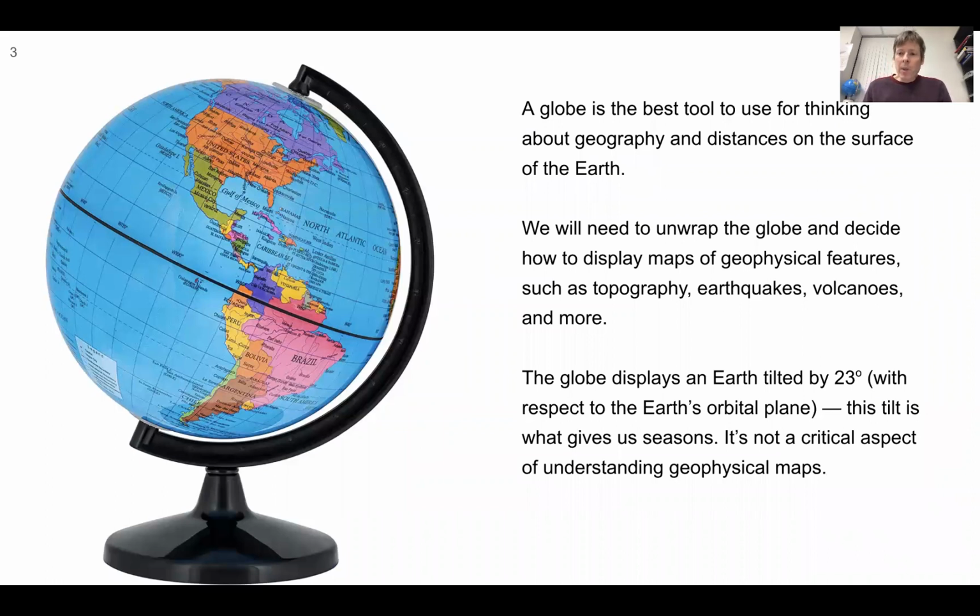We will need to unwrap the globe and decide how to display maps of geophysical features such as topography, earthquakes, volcanoes, and more. The globe displays an Earth tilted by 23 degrees with respect to the Earth's orbital plane around the sun. This tilt is what gives us seasons. It's not a critical aspect of understanding geophysical maps, though.